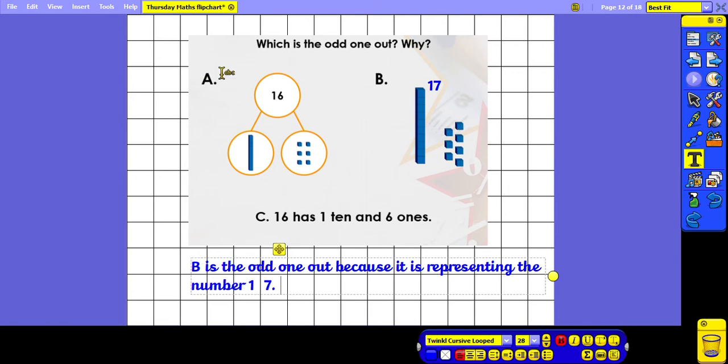And then we can just say it has 7 1s instead of 6 1s.